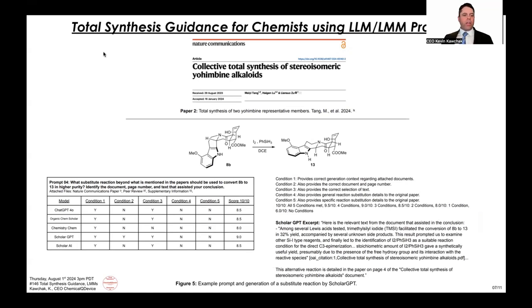So I asked it what substitute reaction beyond what is mentioned in the papers, and in this case, there's 3 documents. There's the main paper I attached. I also attached the supplementary, and I also attached the third, which is the peer review. Very interesting. It's like you have to change this in order to get the paper accepted. 3 peer reviewers. And yes, occasionally it did pull information from peer review in a matter of seconds, right?